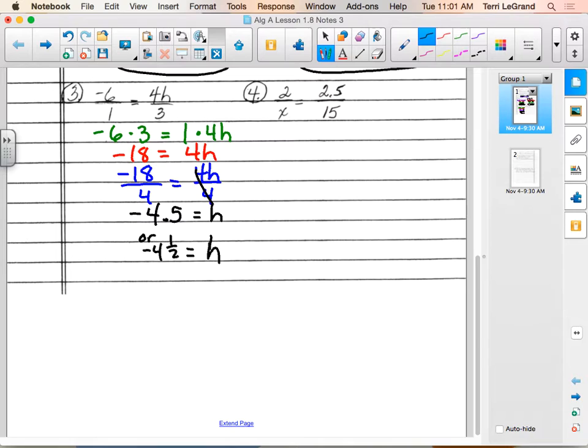Calvin? Would negative 4.5 work? Negative 4.5 would work, right here. I have it there. Anybody else?